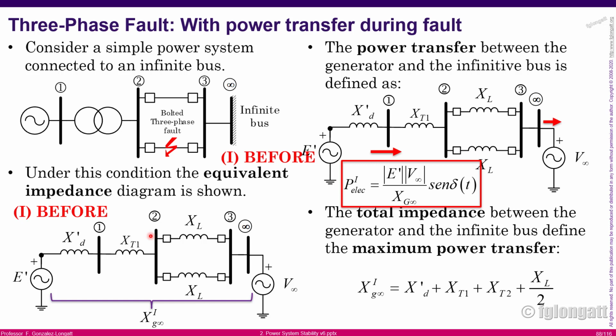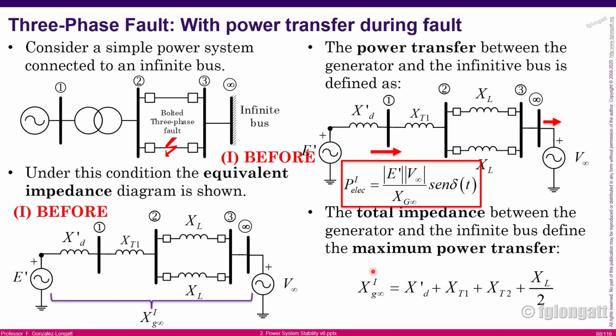We have a steady state condition. There is a mechanical power going into that machine, and the machine is delivering some electrical power, okay? Now, I believe you can see that I am using a subscript, and the subscript is a Roman number, and that is for before the fault, okay? Because the impedance before the fault is defined over there, okay?